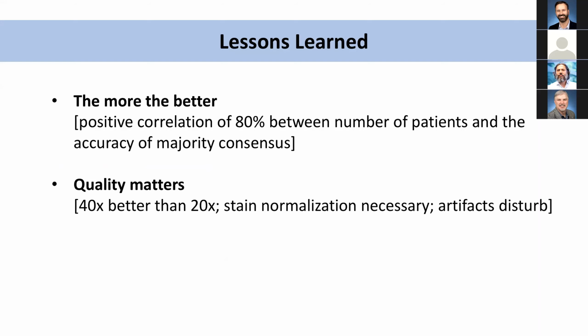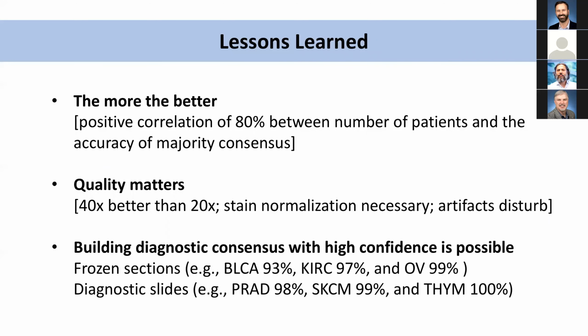We also learned that the quality of the data matters. So 40x seems to be better than 20x. You may need stain normalization, and artifacts may disturb whatever it is that you are doing. But more importantly, we found that building diagnostic consensus with high confidence is possible.